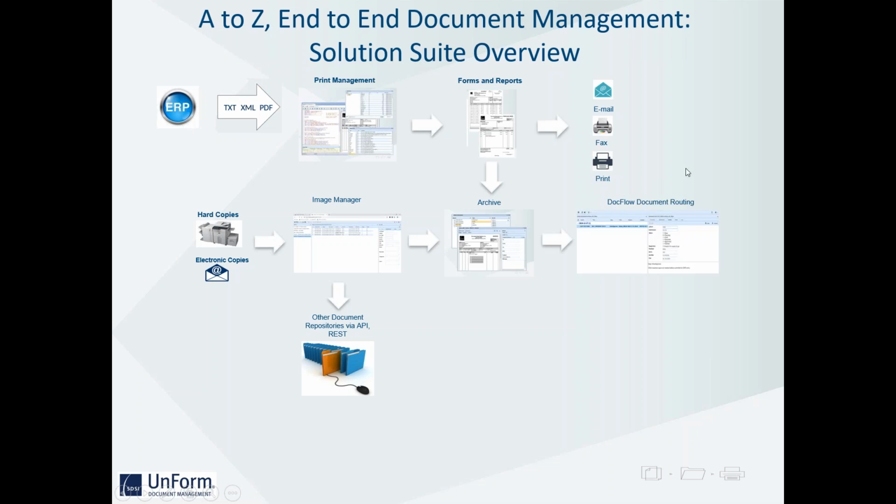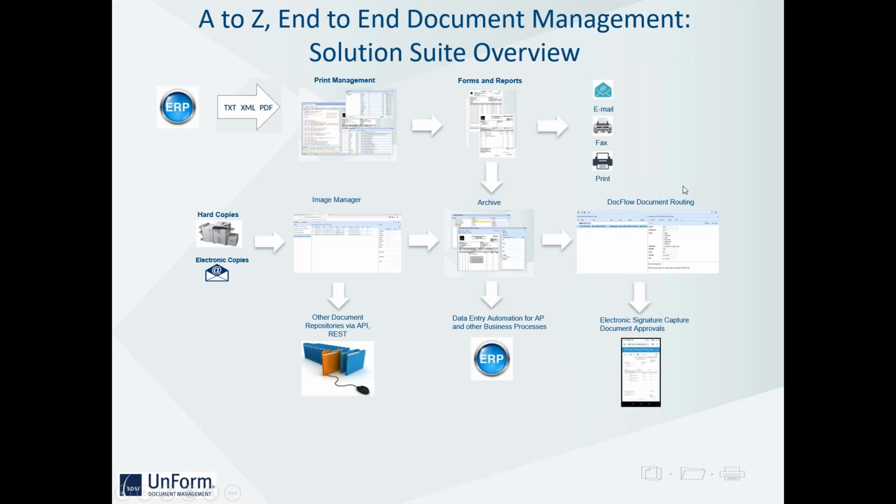Any document that's in the archive is available to our DocFlow routing capability, and that can be used for a variety of things. Some of the more common uses for it are invoice approvals. It can also be used for electronic signature capture as well. So I'm going to show you a couple of examples of that as we get into the software.